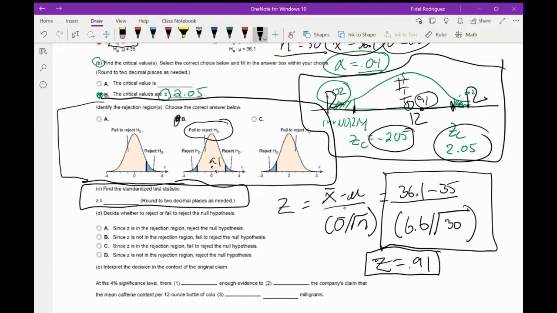It says, since Z is in the... so A, no. Reject the null hypothesis. Choice B looks like the one we're going to pick. Let's see. Yes, we're going to choose, because Z is not in the rejection region. We're not in the rejection region, so we're going to fail to reject the null hypothesis.